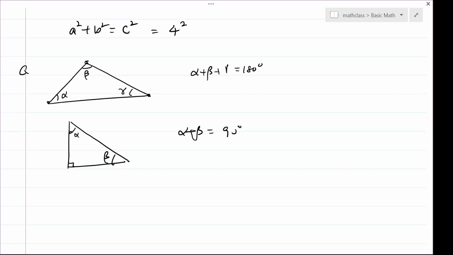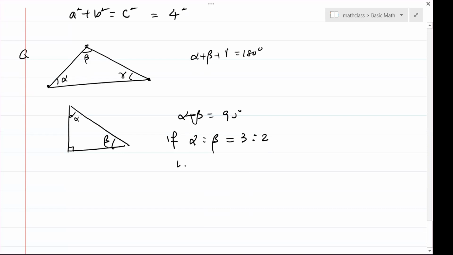Now if we are told that the ratio of those 2 angles is going to be, I can give you any ratio, like 3 to 2, for example. Can we find alpha? How to do this type?